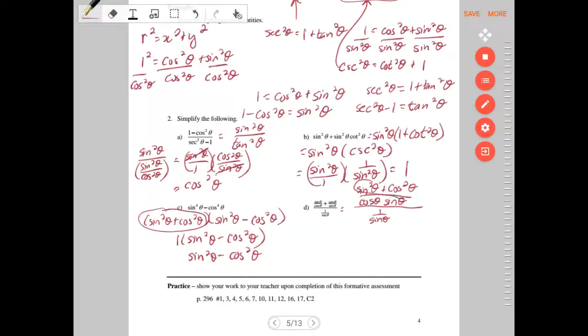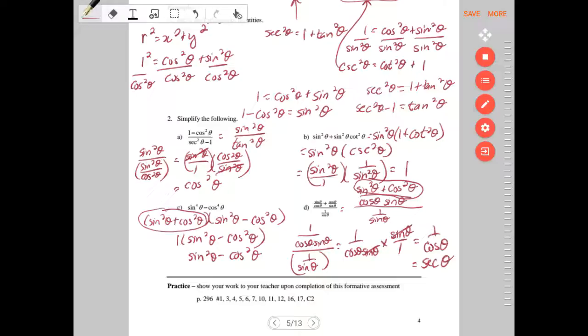Now, again, sine theta squared plus cos squared theta equals 1, so I'm going to substitute in a 1 over cos theta sine theta, all over 1 over sine theta. I'm going to flip the bottom and multiply it, so I get 1 over cos theta sine theta times sine theta over 1. The sine thetas cancel, so I'm left with 1 over cos theta, which of course is the same as secant theta.